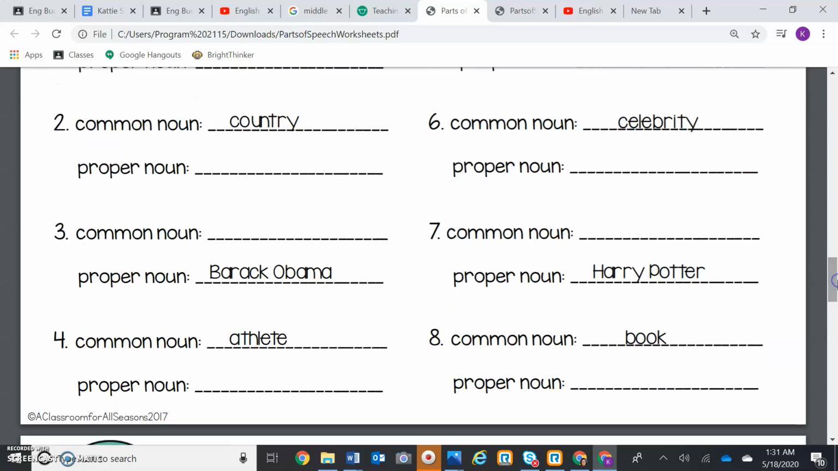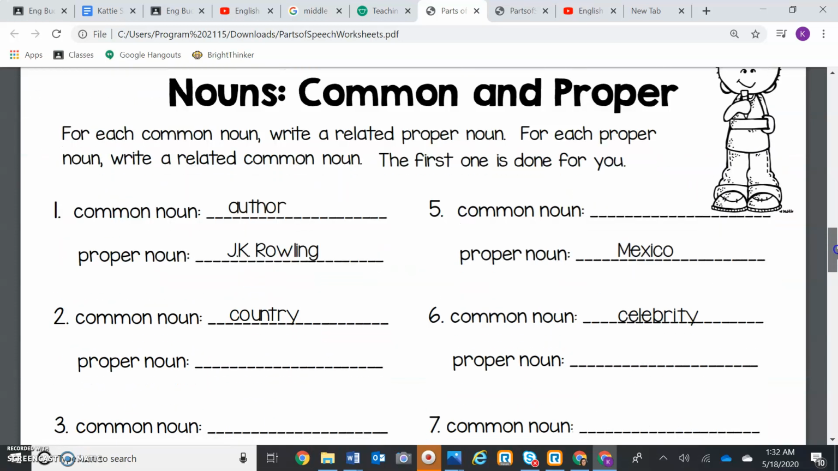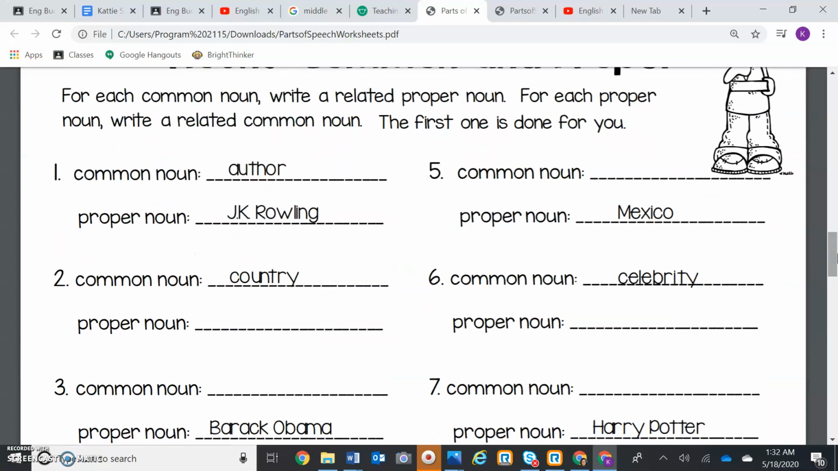Number 4, name an athlete for the proper noun. Maybe you say Kareem Abdul-Jabbar, or maybe you say Kobe or Jordan, or any name of an athlete you can put there. That's number 4. Let's go up to number 5. Proper noun is Mexico. What is Mexico? It's a country. So write down country for common noun, or place, or something like that. Just any common old word, what Mexico is.